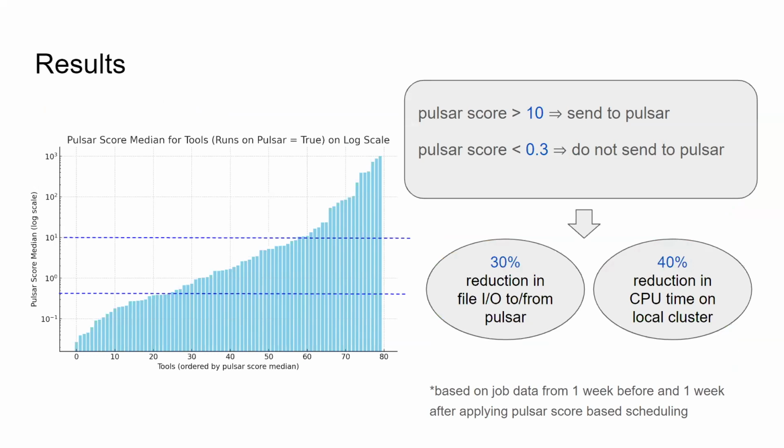And so using these arbitrary cutoffs, we are sending jobs with tools with Pulsar scores above 10 to Pulsar. We're avoiding Pulsar for scores below 0.3. From looking at recent data, we've seen a 30% reduction in I/O to and from Pulsar and a 40% reduction in CPU time on the local cluster.